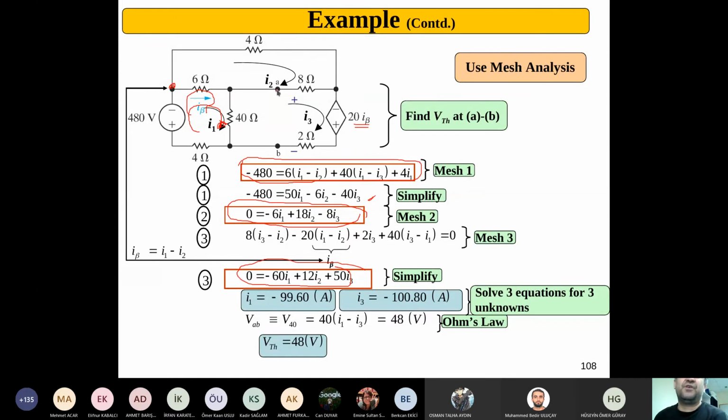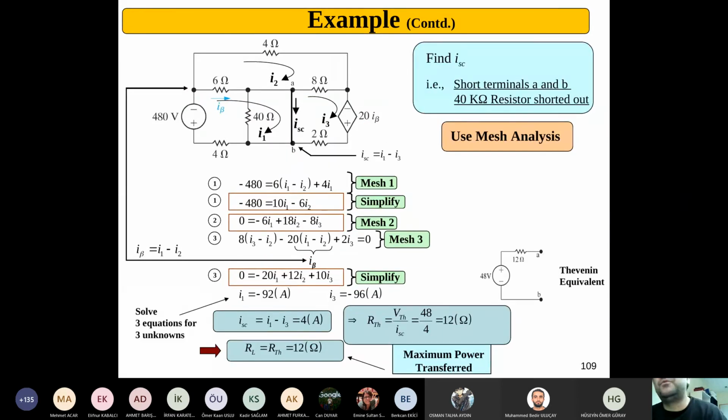When the current values I1, I2, I3 are found, the open circuit voltage will be the voltage applied on this 40 ohm resistance. That is 40 times I3 minus I1. That will give you the value. So it's 48 ohms.